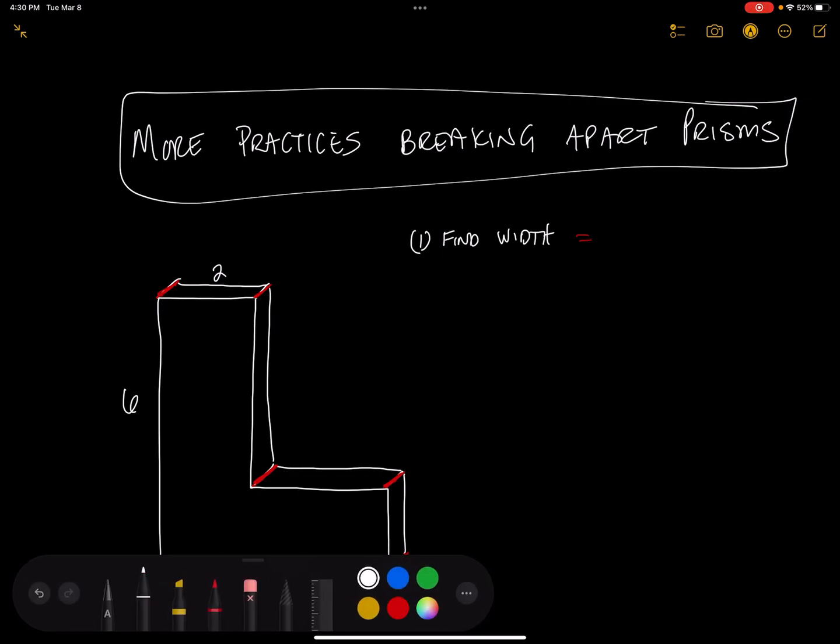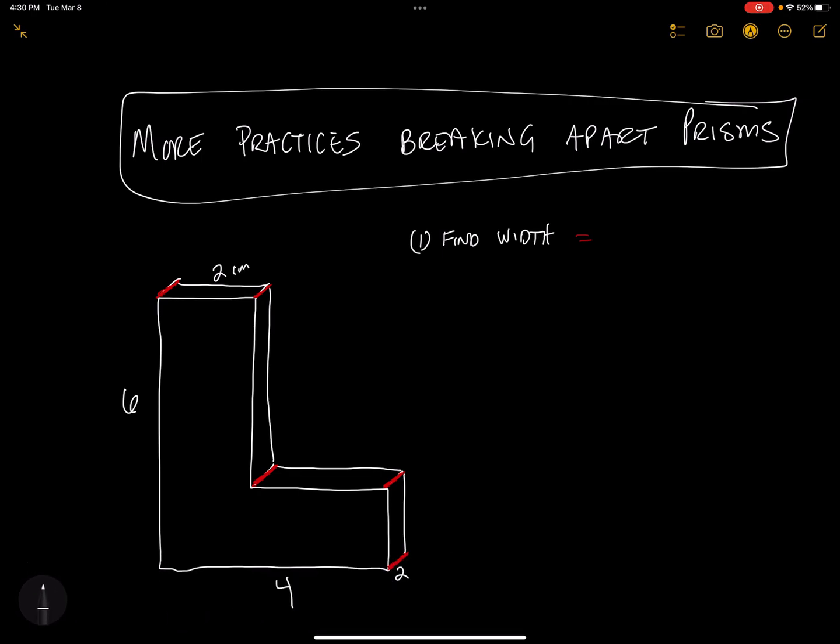All right? So our diagonal width is, we're going to say these are all centimeters, okay? Just for now. So the width is 2. Okay? We know our width is going to be 2. The whole width of everything is going to be 2.